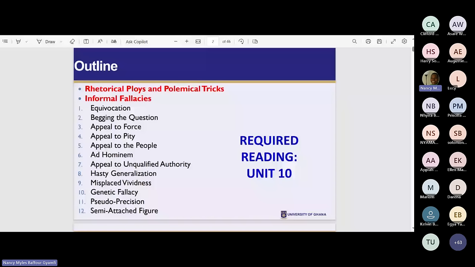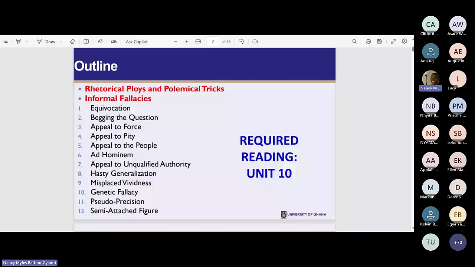In Unit 10, which is what we are seeing now, we are going to engage informal fallacies. That should contrast, that should be the opposite of what you saw in Unit 6, which is formal fallacy, fallacies that arise as a result of disobeying the rule of the form. There is a form, a pattern to obey, but you go contrary to that, then we'll say you have committed a fallacy of the form, an error of the form, Unit 6.